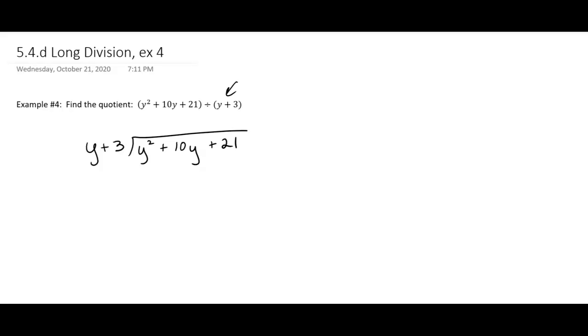Now remember in our example of the review, we were trying to divide 23 into 5,000 and something. We didn't do the whole thing at once. We took each piece by piece, right? Okay, so we're going to do the same thing here.